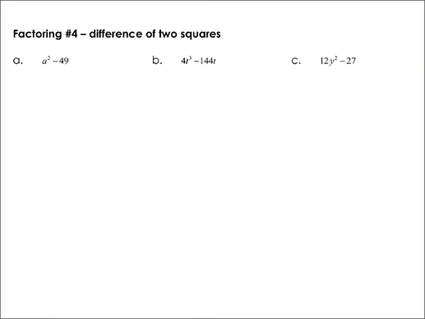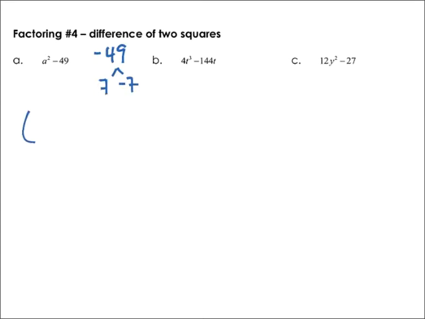Alright, factoring difference of squares. These are usually a little bit easier if there's no middle term. If you really want to do this the same way we did the others, you could look at the C term. It's negative 49, and you would think, what times what is negative 49? That adds up to 0, and that would be 7 and negative 7.